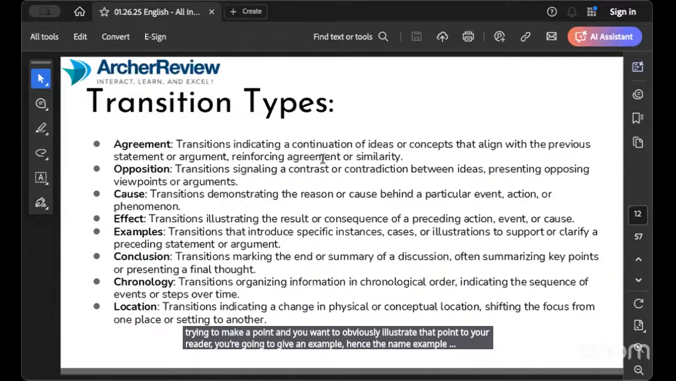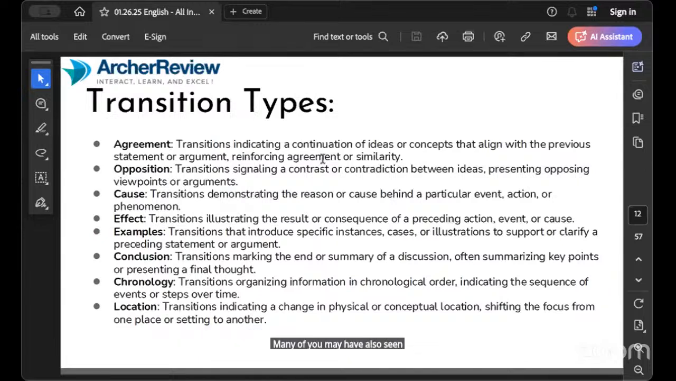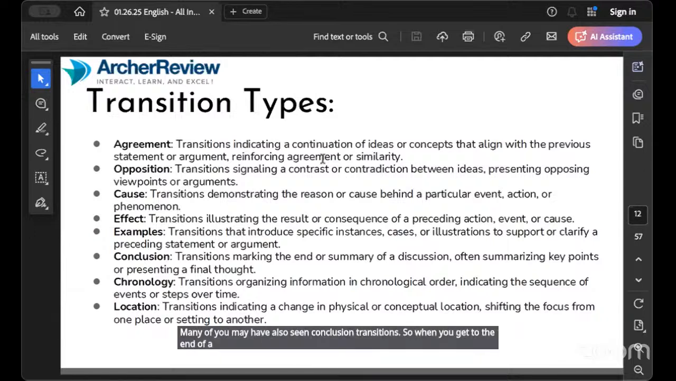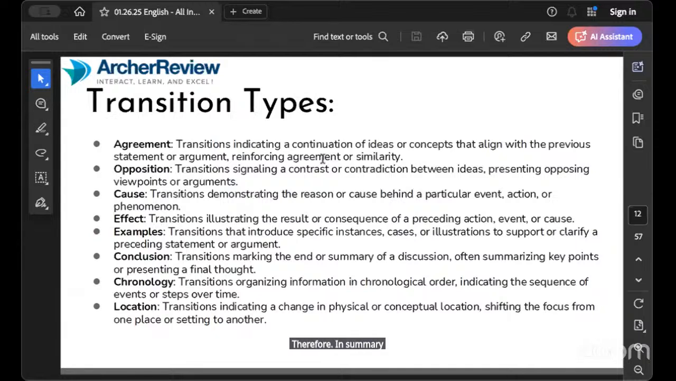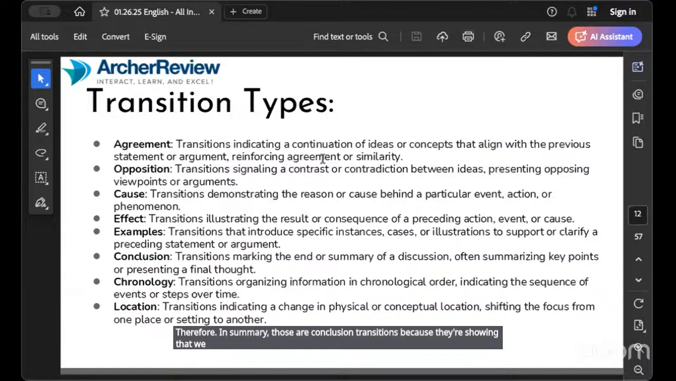Many of you may have also seen conclusion transitions. So when you get to the end of a multi-paragraph passage, the last paragraph might start with in conclusion, therefore, in summary. Those are conclusion transitions because they're showing that we're wrapping up whatever it is we're talking about. It's marking the end. It's showing that there's about to be a summary, you're about to highlight the key points, but you're finalizing whatever conversation was being had.